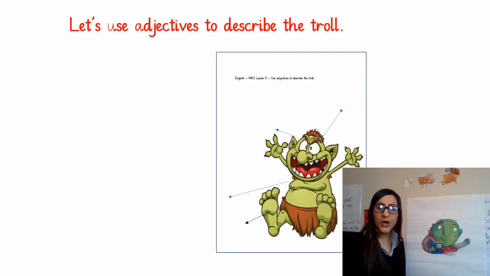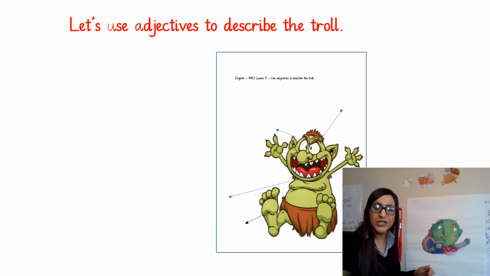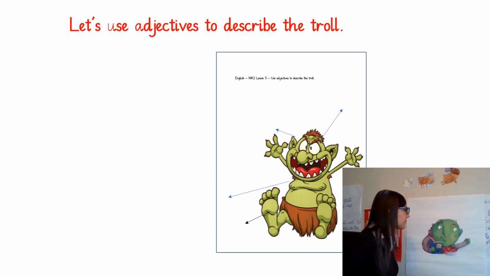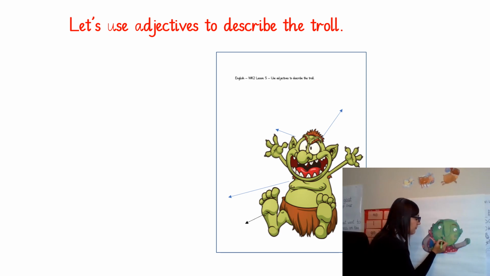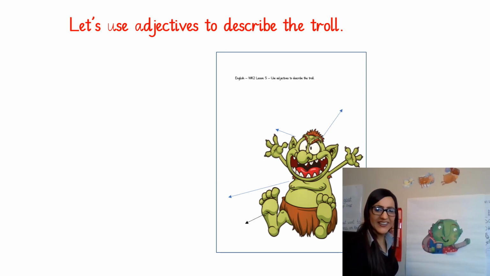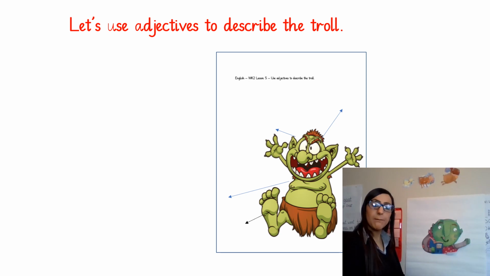So today we're going to use adjectives to describe the troll. We're going to try and write some of these adjectives down. So the troll had pointy ears, so pointy. We're going to try and write the word pointy. My troll looks a little bit different to your troll, but it's fine. I'll give him some sharp teeth. There you go. Right. Pointy ears. It has pointy ears. We're going to write the word pointy.